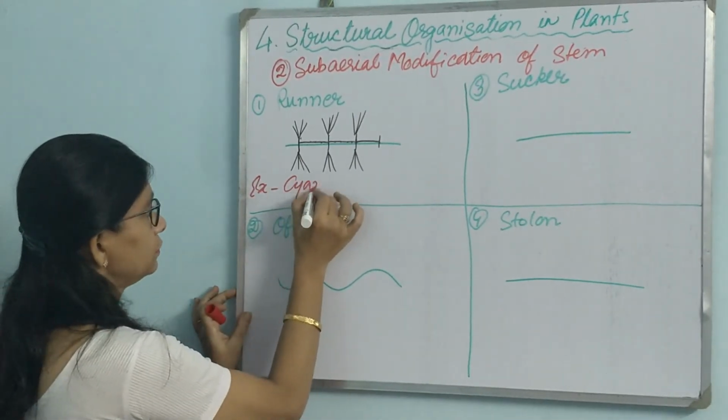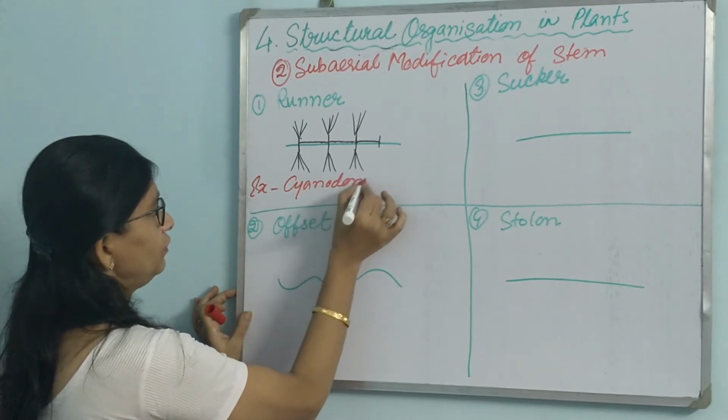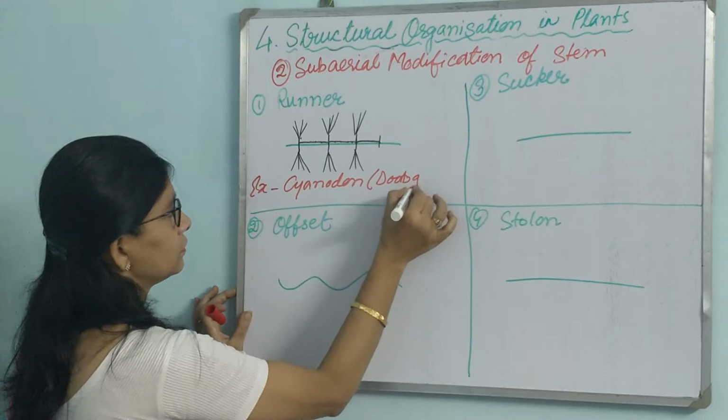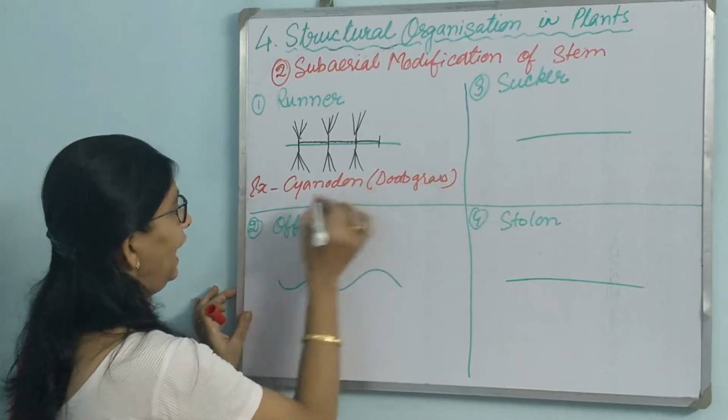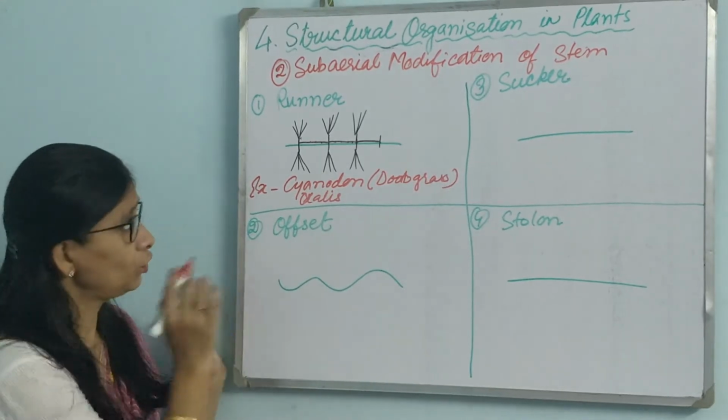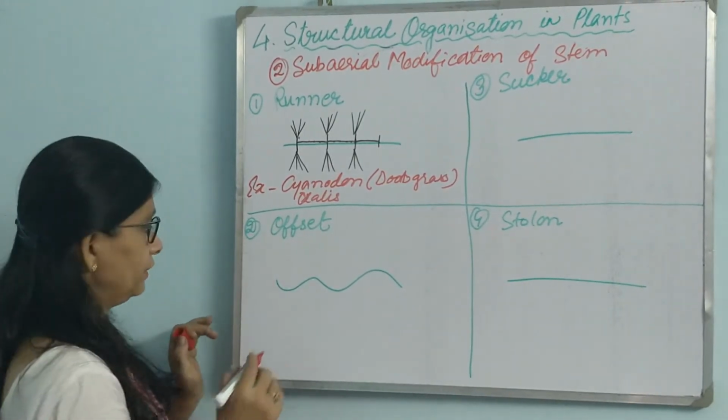cynodon, which is commonly known as doob grass, and oxalis. So this is runner. Now what happens in offset?